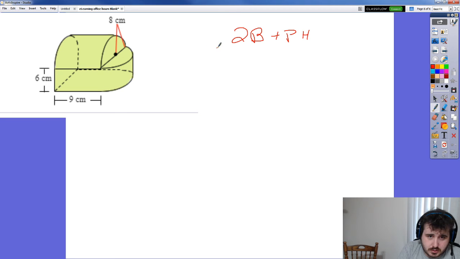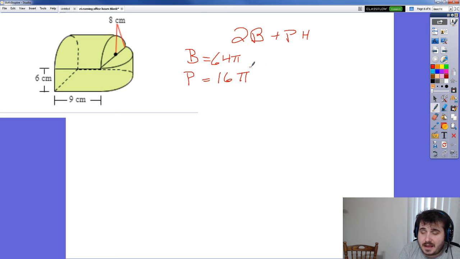So I'm going to do the area of the base of this thing. The radius is 8, so we've got 64 pi. Perimeter: the radius is 8, so the diameter is 16, so the perimeter is 16 pi. And again, I'm going to pretend like it's the whole thing, and I'm just going to chop it in half. And then the height, they tell you, is here, it's 9.